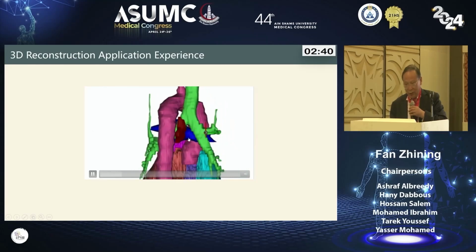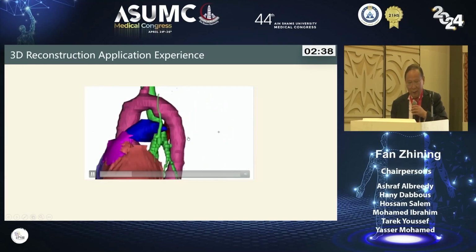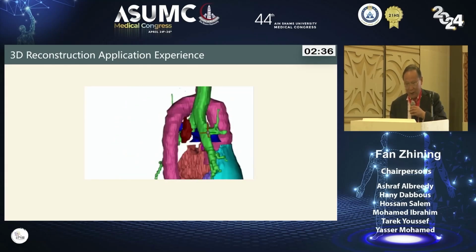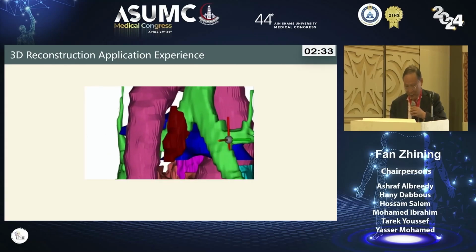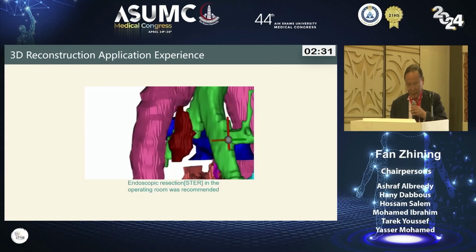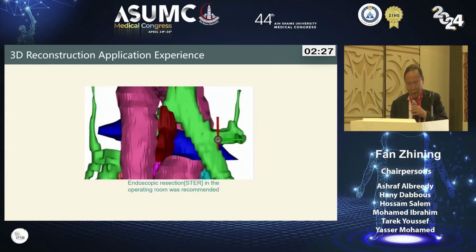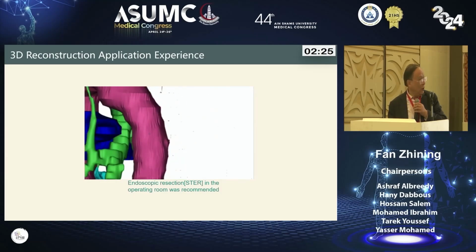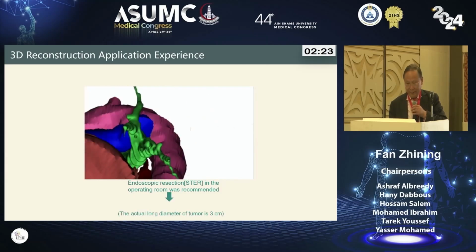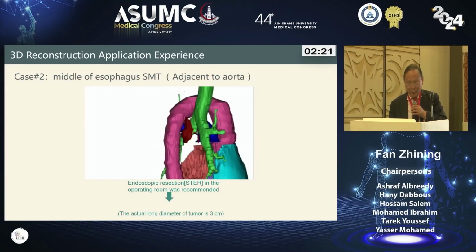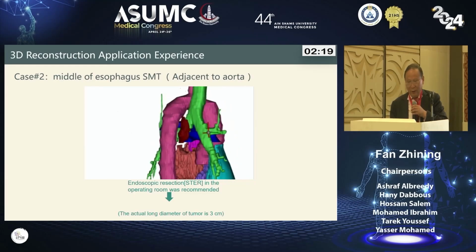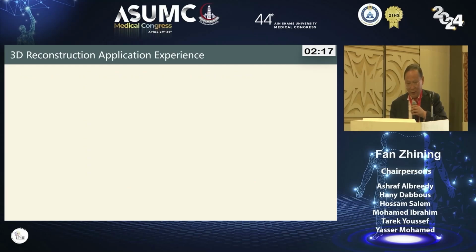This is the tumor. Here it is nearby the descending arch. The endoscopic section in the operating room was recommended. Case 2 is the medial esophagus SMT.